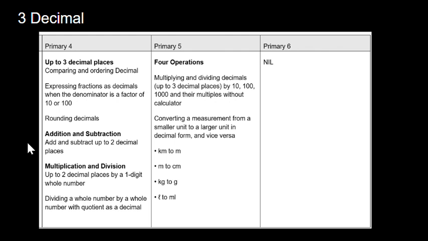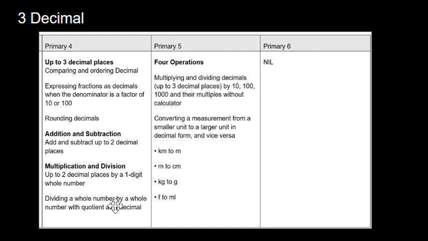In P4 they learn addition and subtraction up to 2 decimal places, and for multiplication it is 2 decimal places by a 1-digit whole number. Which means that it can be 2.2 multiplied by 3. Then for division, it's a whole number divided by another whole number, but in this case with a quotient. Which means that you can do 5 divided by 3, so there's a quotient in the answer itself.